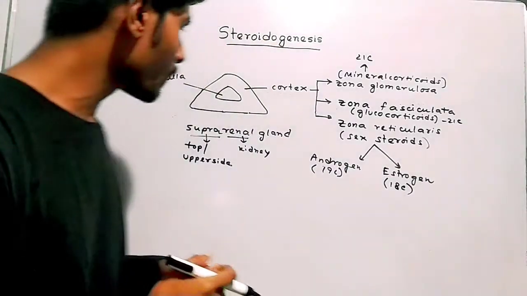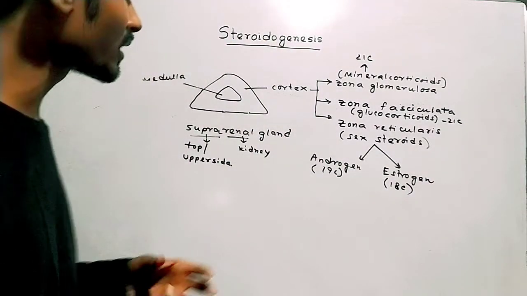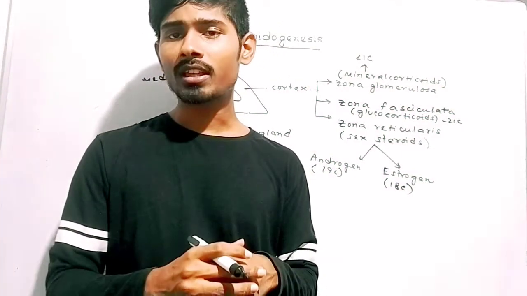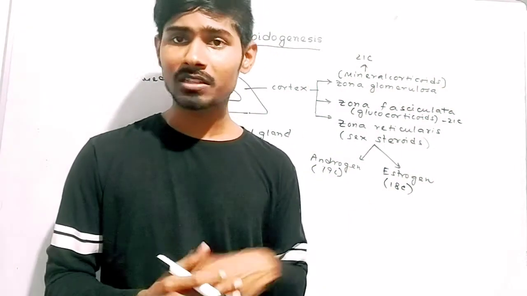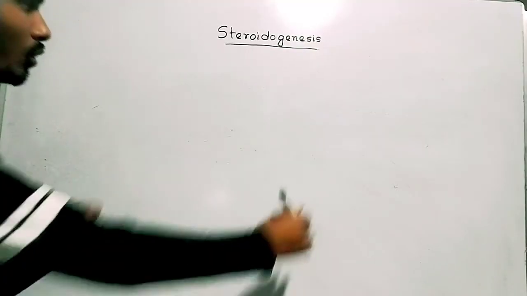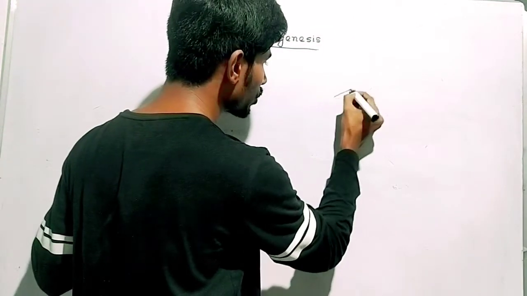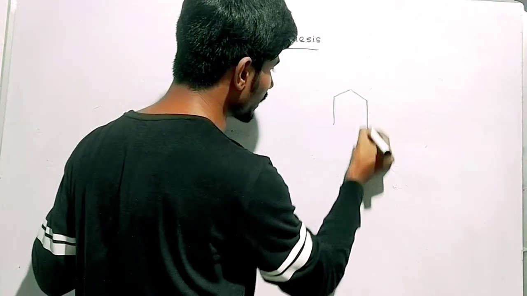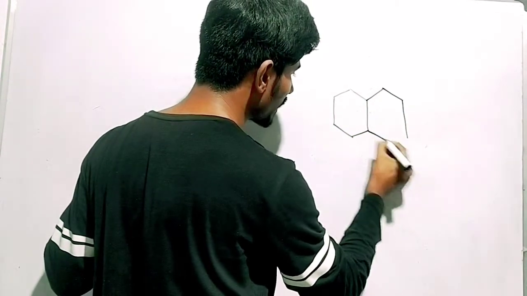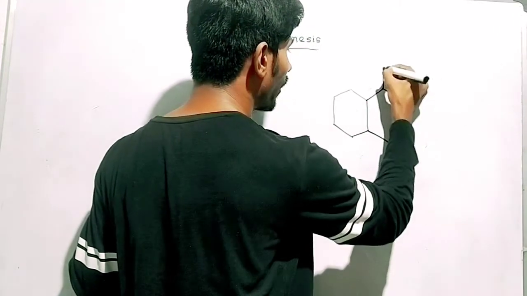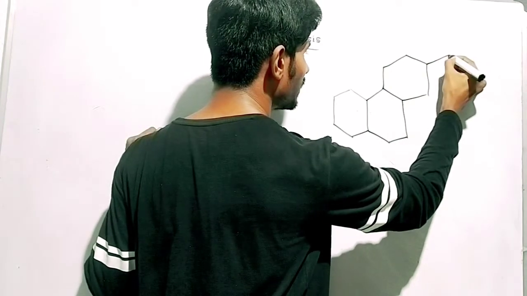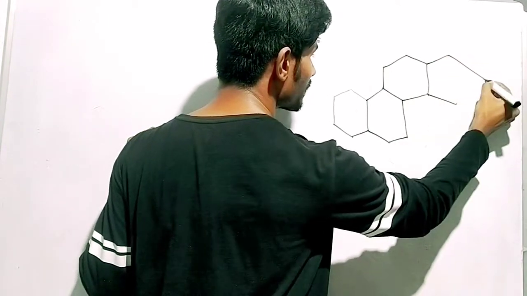So let us now begin our journey with the mother molecule, that is cholesterol, from which we can derive any type of steroid in the steroidogenesis process, okay. So let us see. Let us draw the structure of cholesterol first, as it is the mother molecule from which we can derive any type of steroid, okay. So you see, it's a very complex structure.